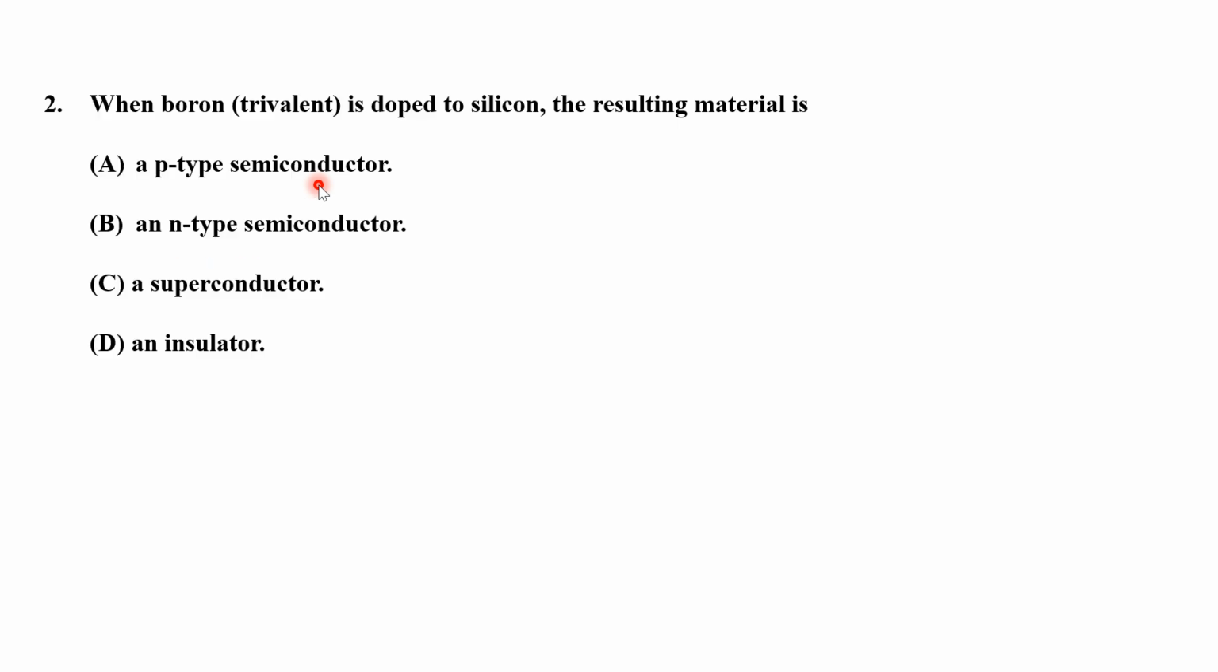When boron, a trivalent atom, is doped into silicon, the resulting material is a p-type semiconductor, n-type semiconductor, superconductor, or an insulator. Do you have an idea? Yeah, that is the case. So, how do we explain this?